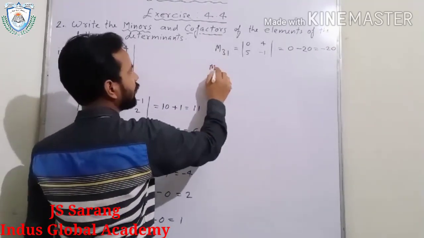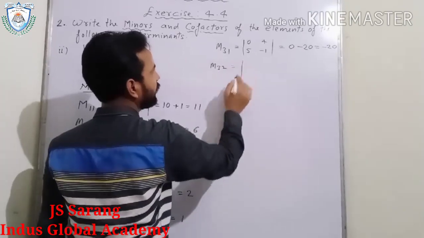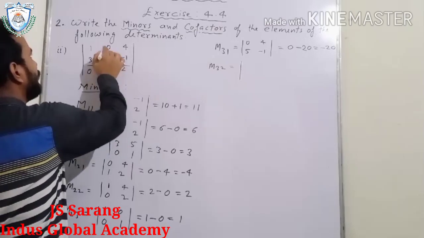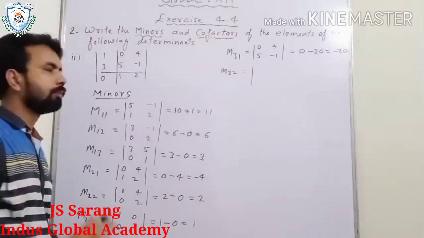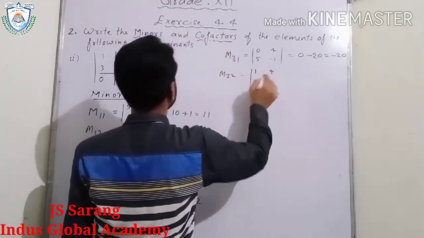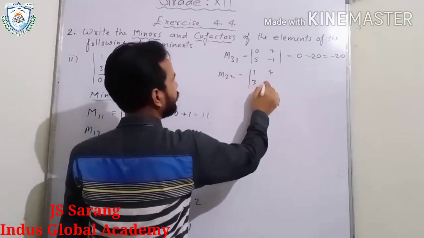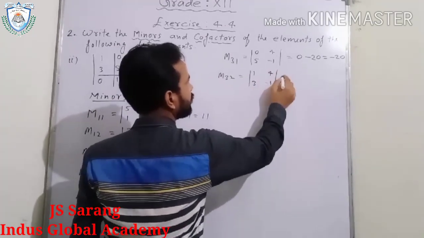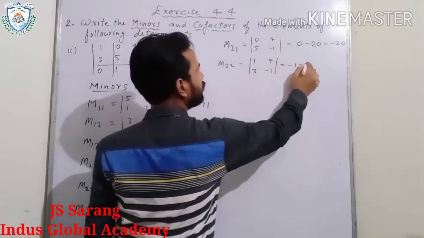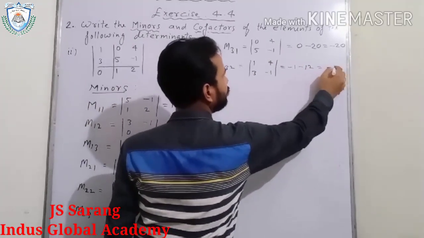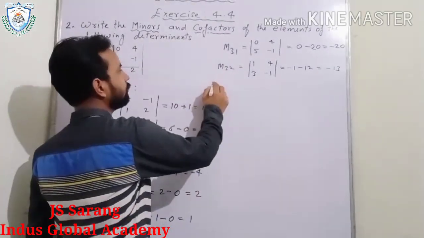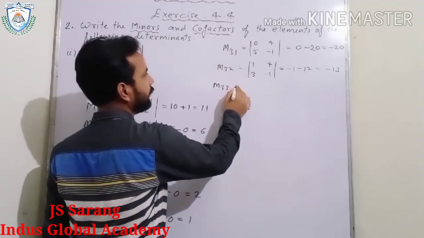Next minor is M32. M32 means third row and second column. We will have to hide the third row and second column. So what is left? 1 4 3 and minus 1. Simplify it. 1 into minus 1 is minus 1. Minus 3 4s are 12. Minus 1 and minus 12 you will get minus 13. Clear?